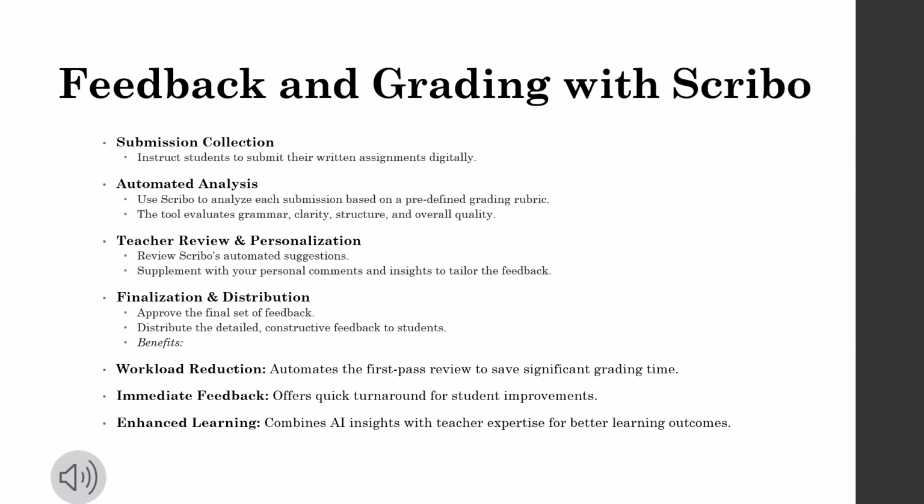After we have created the assessments, we need something to give us feedback and grading. And we use here Scribble. Scribble is a tool, very easy to use. You can get feedback and grading by asking the students to submit their assessment digitally. It can use a predefined grading system, automatically analyzing each question and submission. They can check it for grammar, quality, structure, and overall quality.